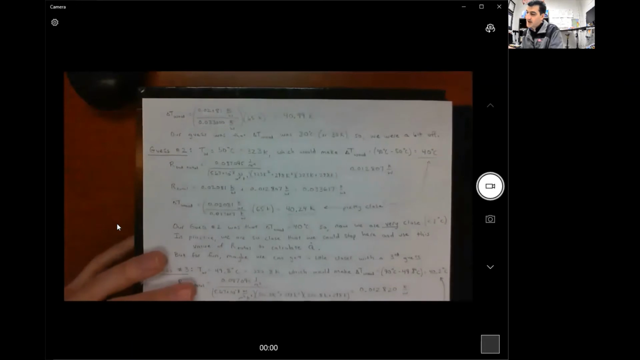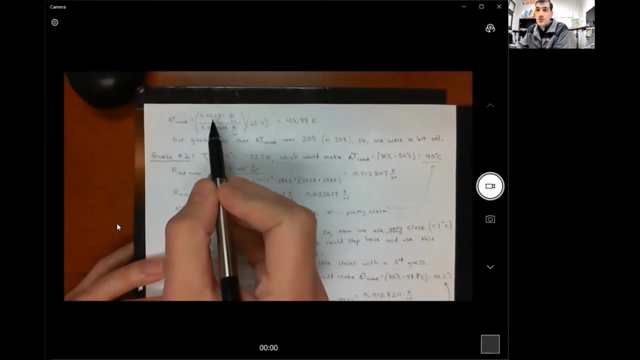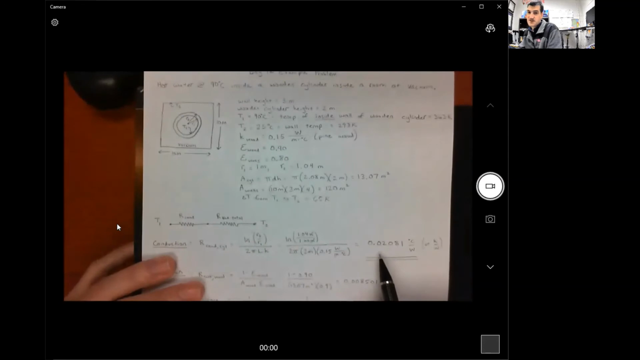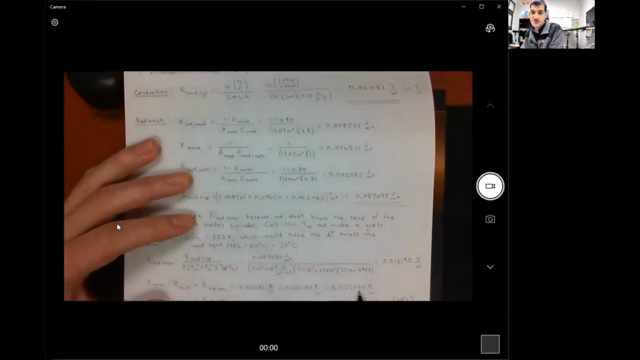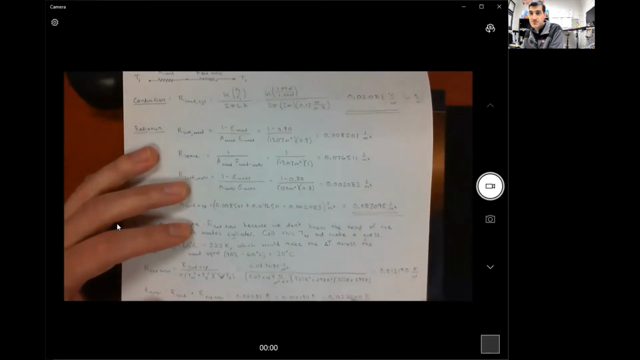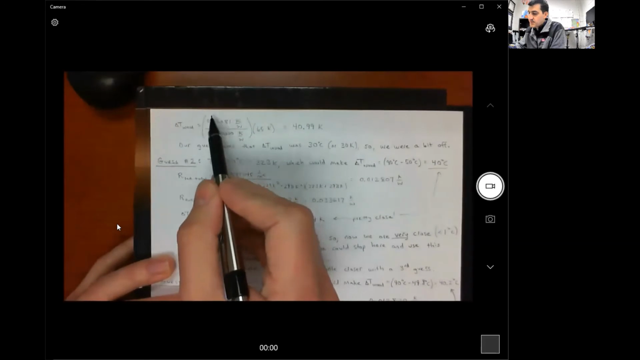So the way we can do that is by comparing our thermal resistance across the wood. So that was the conduction resistance, right? So our conduction resistance was 0.02081, and our total resistance was 0.033000. So if we take a ratio of that to that, that should be proportional to the delta T. That should be proportional to the temperature drop across the barrel, just the barrel part. All right, so this is the thermal resistance for conduction through the barrel.